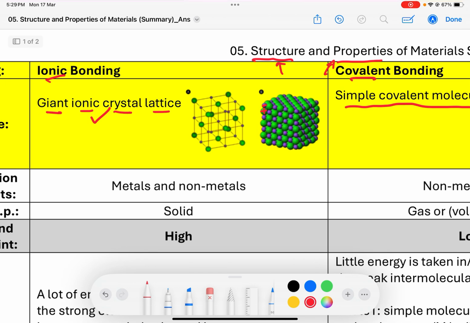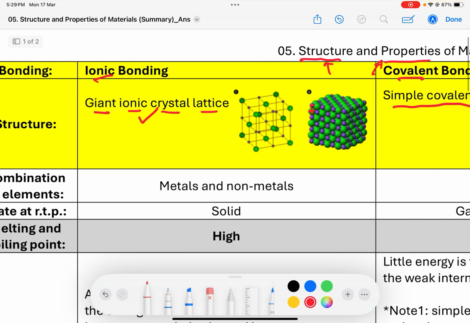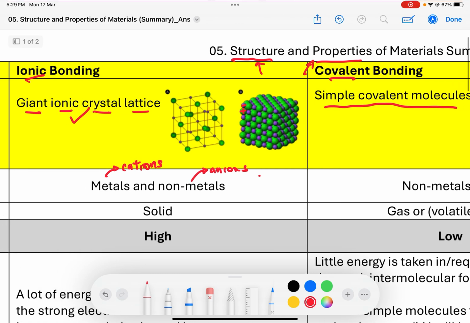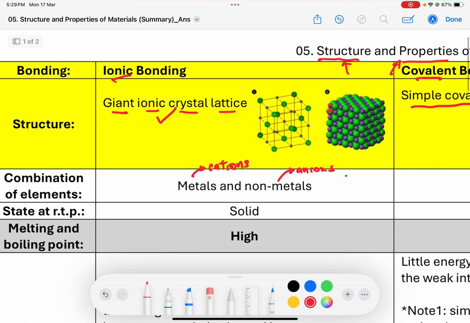Now take note, all 4 words need to be there when you're describing the structure for ionic bonding. This is formed between metals and non-metals. The metals will be forming the cations, and the non-metals will be forming the anions. So this is for your ionic bonding in terms of structures and the combination of elements.